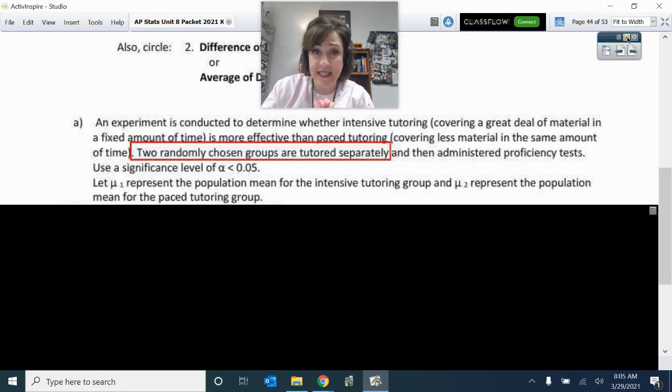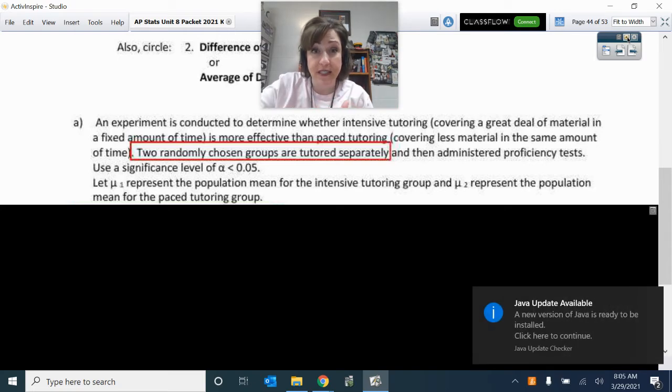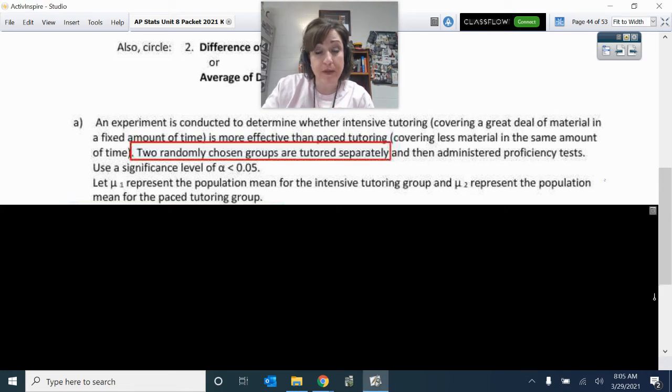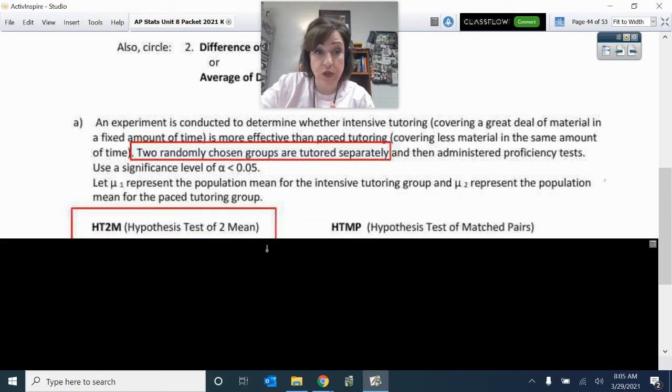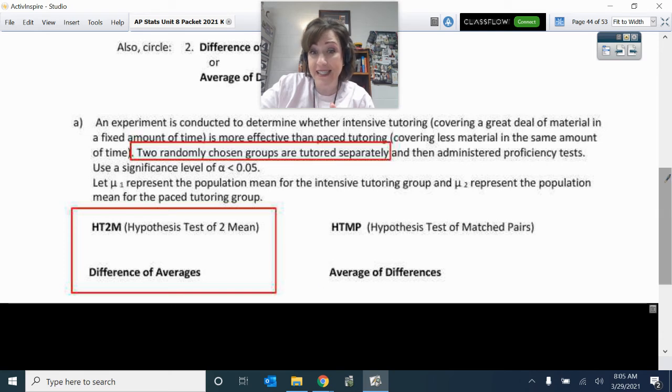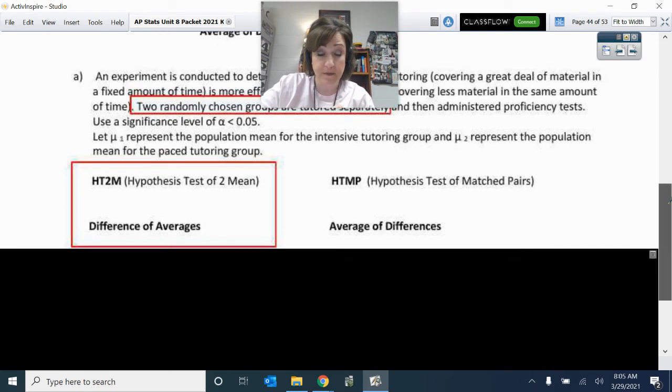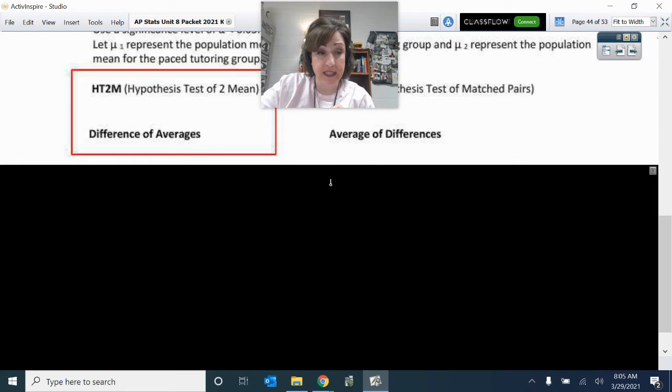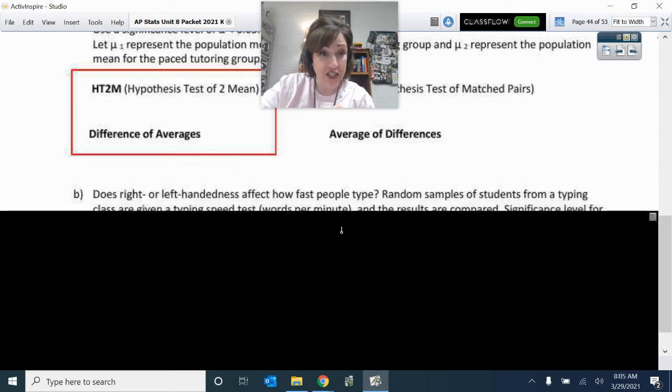I see that these would be two separate independent groups of subjects. Because that was two separate independent groups, I would get two separate independent means. So I'm going to have the difference of two separate averages, and I'll have a hypothesis test for two means. All right, read the next one to yourself. Let's see how you do.